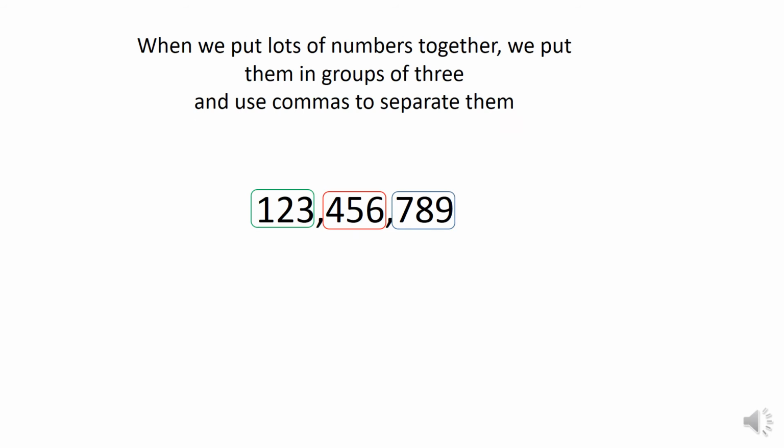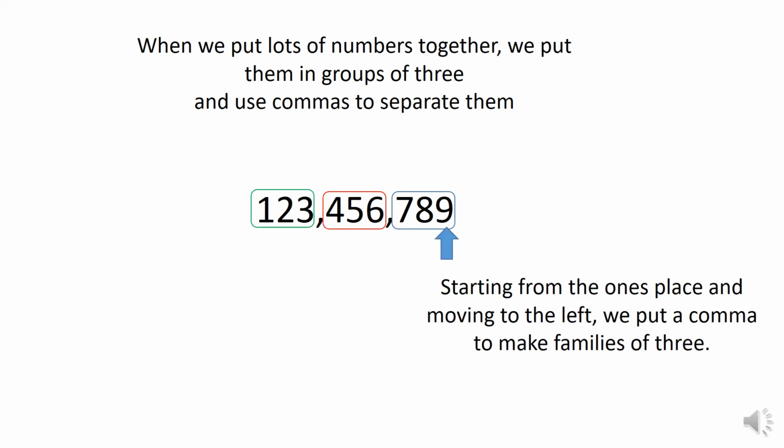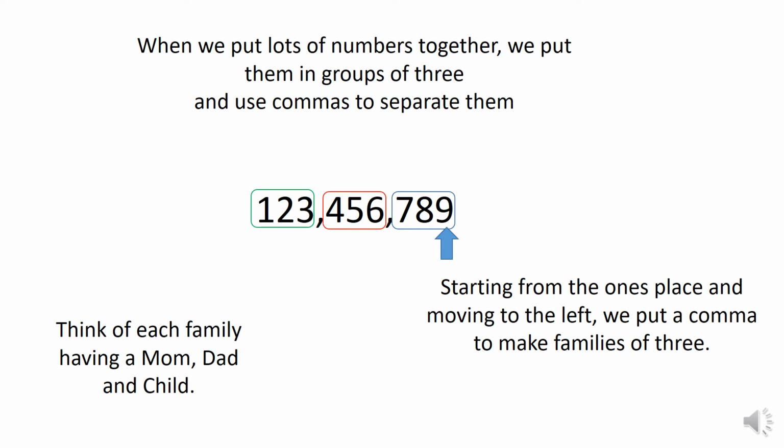When we put lots of numbers together and make a bigger number, we put them in groups of 3 and use commas to separate them. Starting from the ones place, we move to the left, and we put a comma to make families of 3. Think about each family having a mom and a dad and a child. So there's a group of 3 for each family, and they're separated by commas.